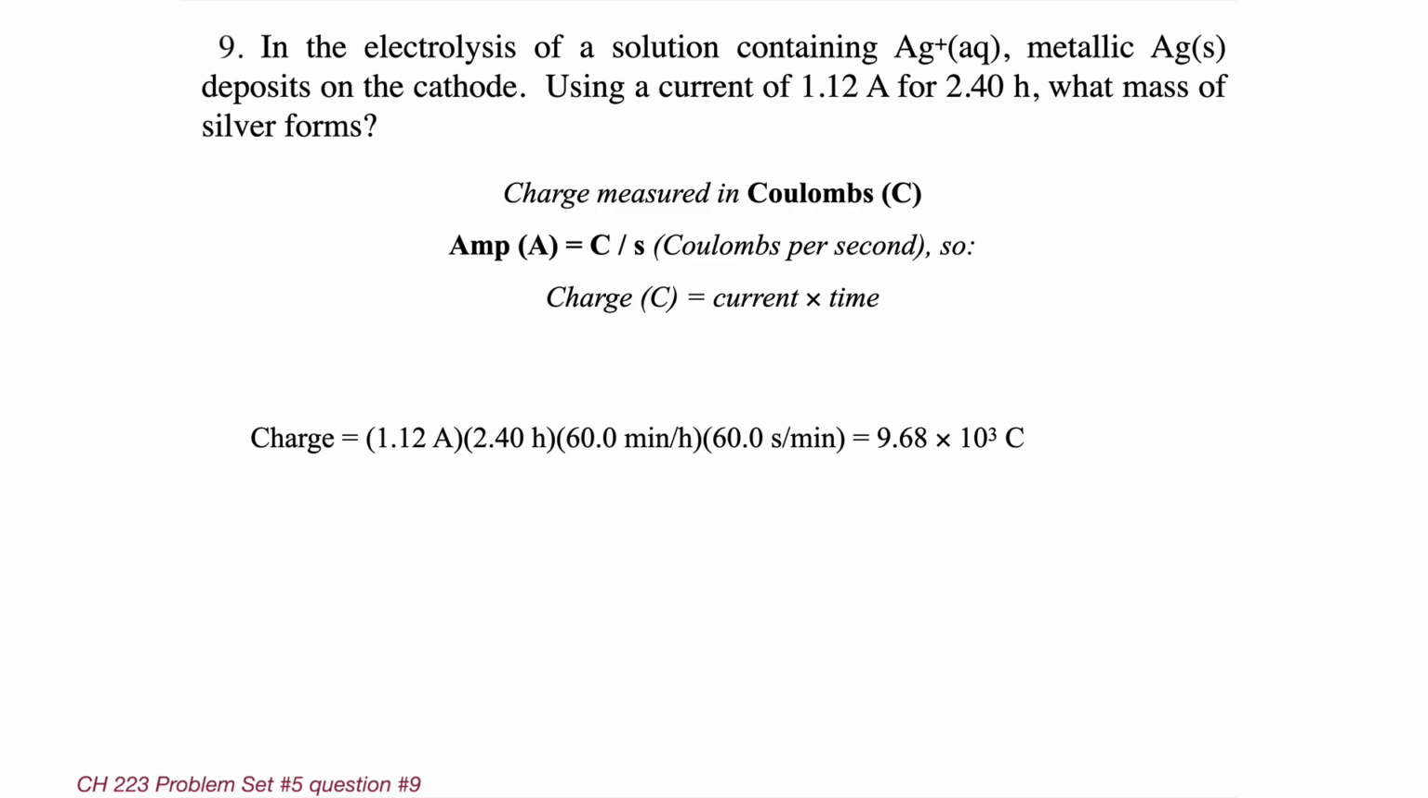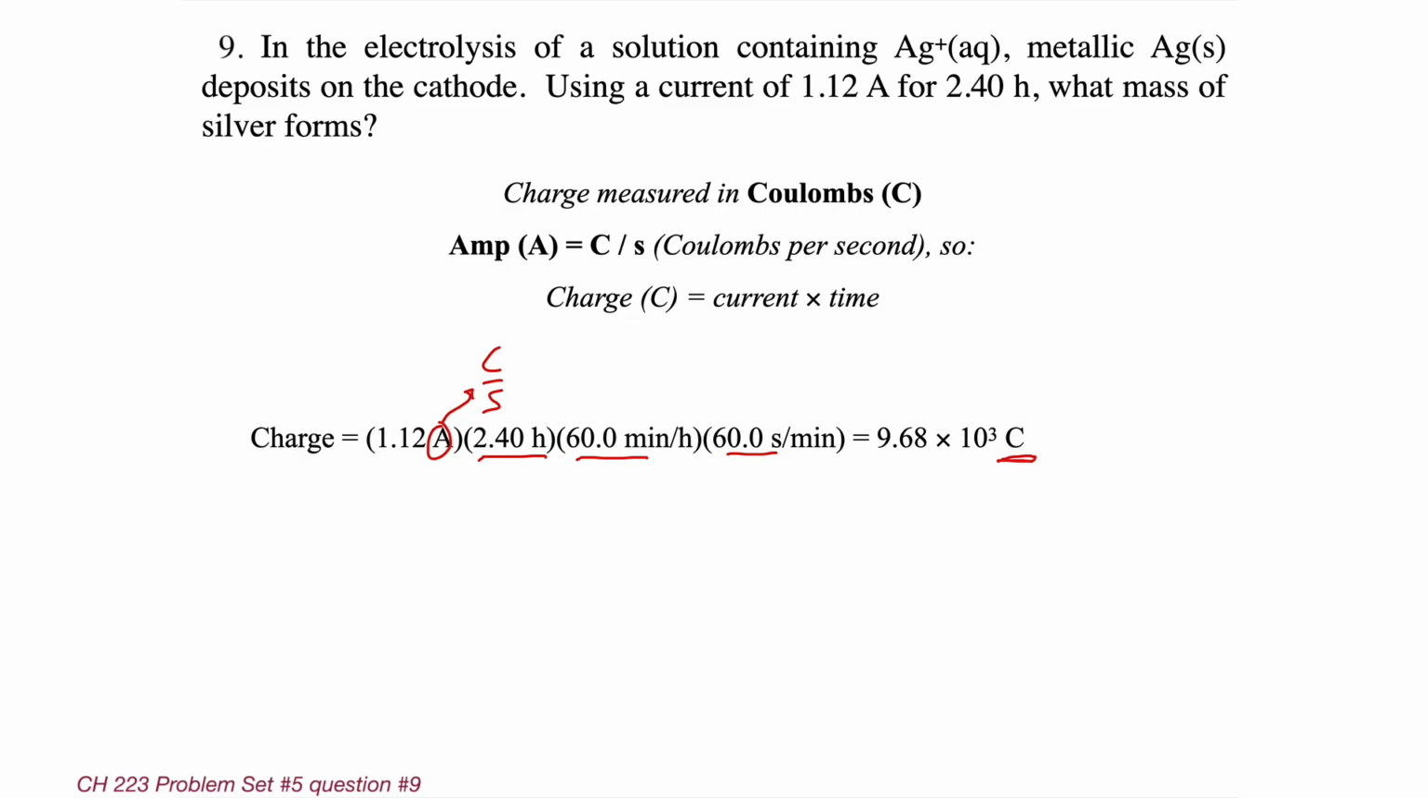So if you look at this, that's what this part is right here. 1.12 amps is 1.12 coulombs per second. And if you turn the hours into seconds, and again, there's 60 minutes per hour and 60 seconds per minute, all of those things cancel out except for the coulombs. And again, remember, the amp is a coulomb per second. So all the time is gone and you're left with just coulombs. That's the amount of charge that has been transferred to the silver plus in that 2.40 hours.